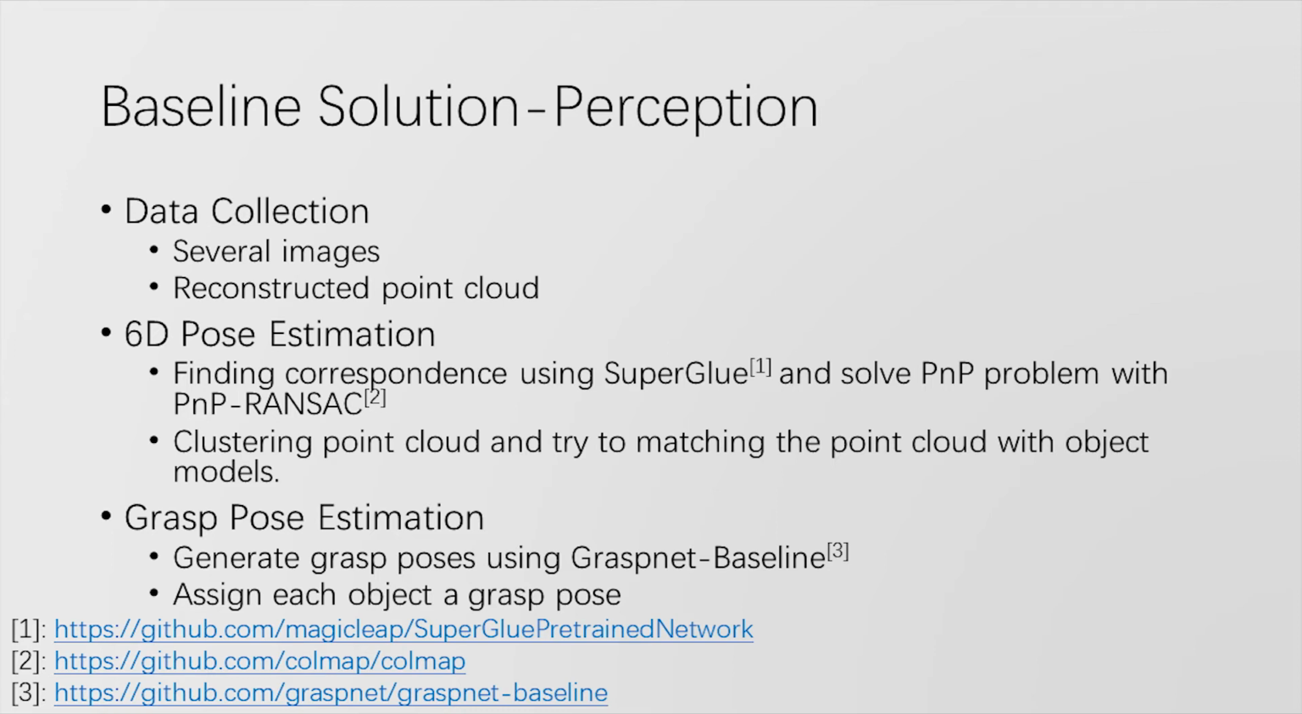The second method utilizes point cloud registration. First, we remove table points and cluster the remaining points into several groups. Then, we generate several template orientations for each object model and try to match with each of the point groups using the ICP algorithm. The best matching poses are adopted. For grasp pose estimation, we adopt the GraspNet baseline. Fed with a point cloud, GraspNet baseline outputs several grasp pose candidates. Then we assign each object the most confident grasp pose.